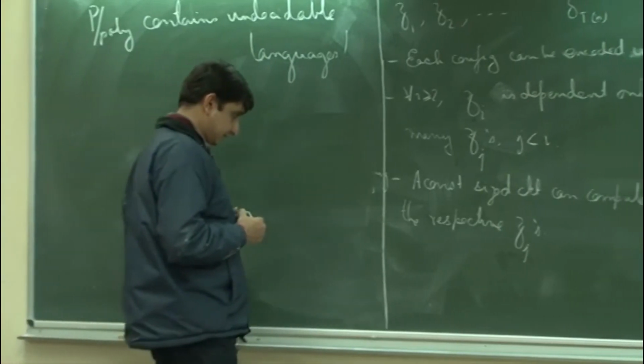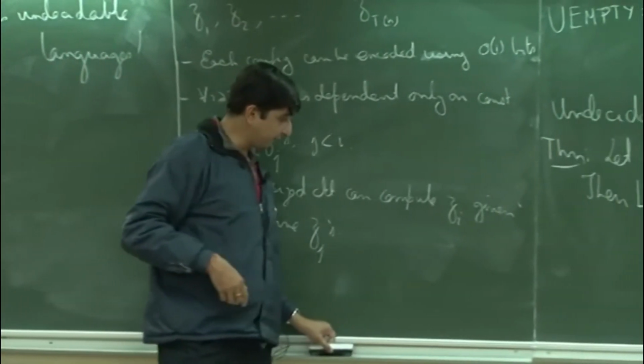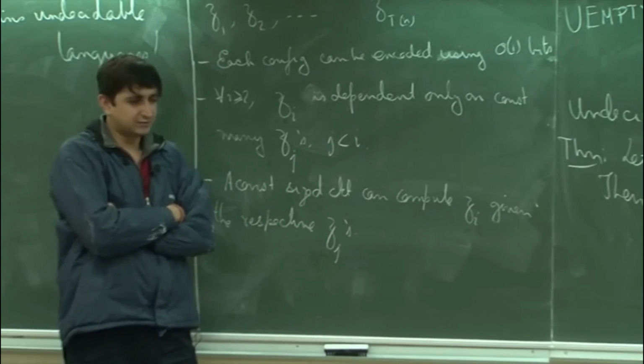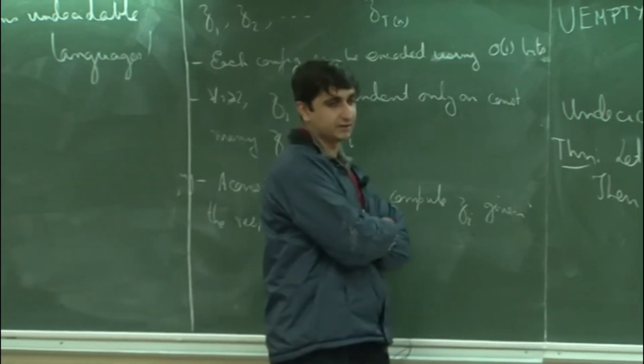So, what do you mean? Reductions: if you look at polynomial time reductions, of course, P/poly is closed under them. It is closed under both polynomial time and log space reductions.